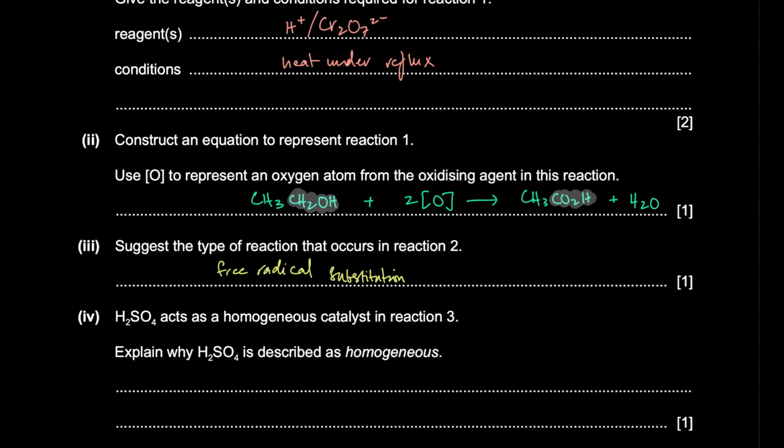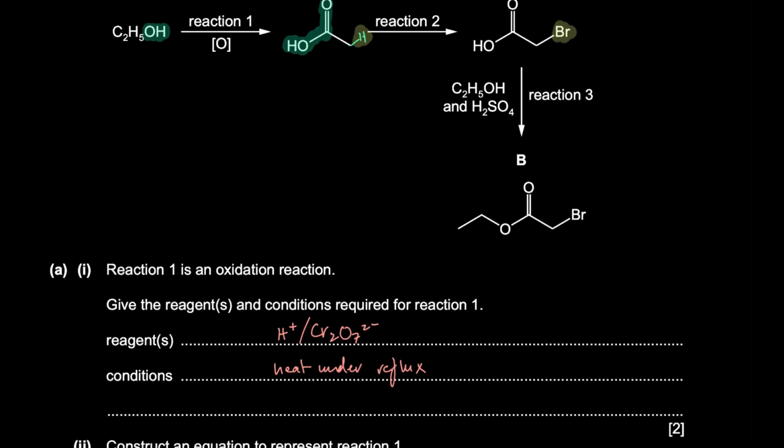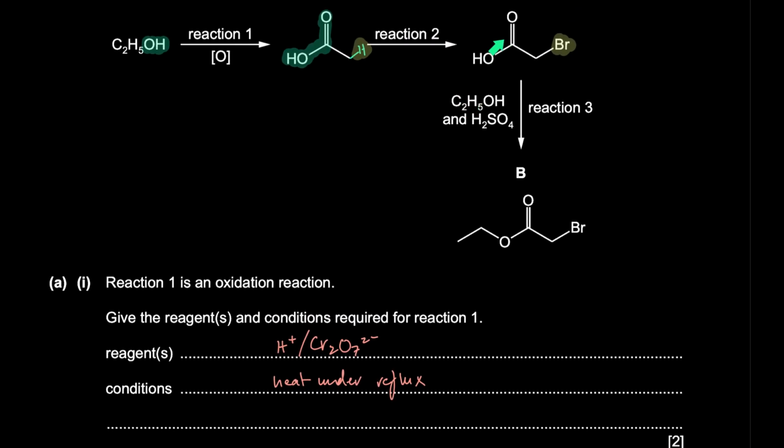H2SO4 acts as a homogeneous catalyst in reaction 3. Explain why H2SO4 is described as homogeneous. Now, if you remember, homogeneous catalysts are catalysts in the same state, the same phase, as the reaction mixture. If you look at the reaction, this is esterification, right? The carboxylic acid is a liquid, ethanol is also a liquid, and H2SO4 is aqueous, so it's in the same state.